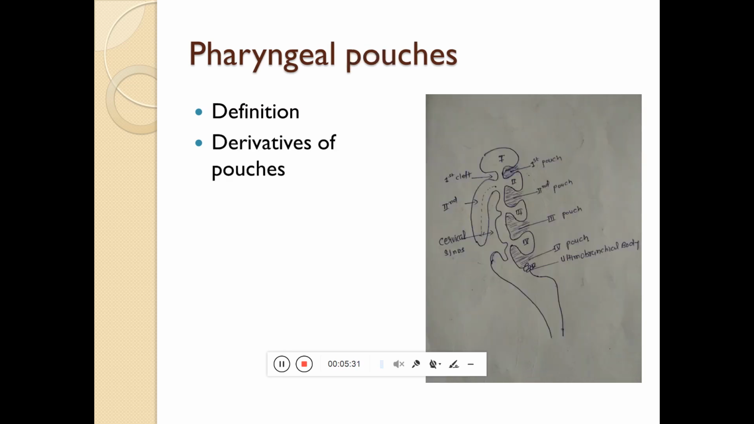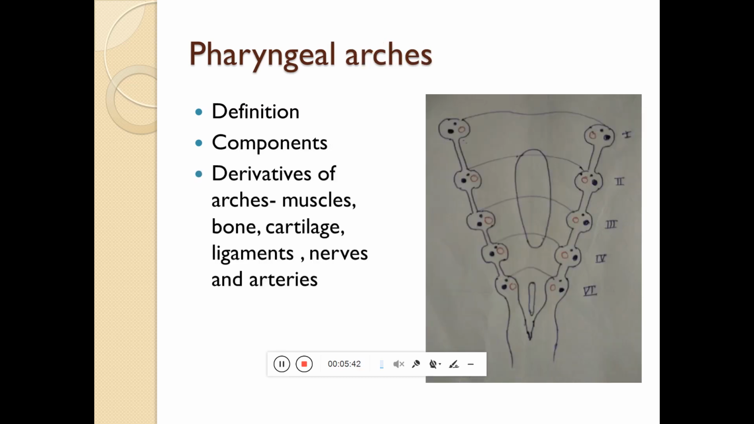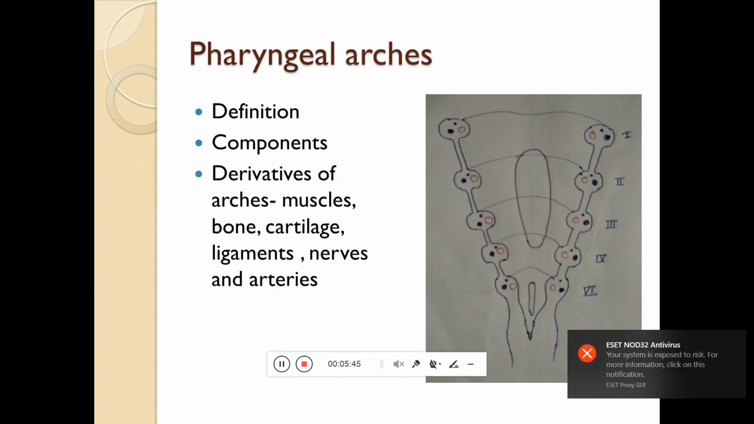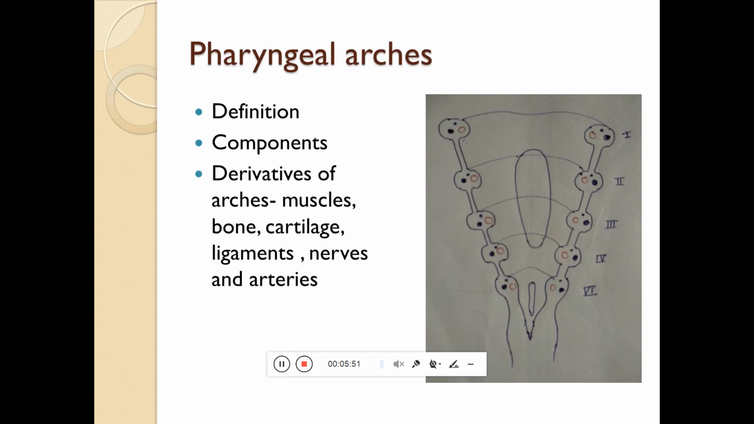Developmentally, they develop from paraxial mesoderm. We know the paraxial mesoderm is derived initially from the somites. Actually, it is mesoderm, which means all the derivatives of mesoderm are components of each pharyngeal arch. Each pharyngeal arch has different types of muscles, bones, cartilage, ligaments, nerves and arteries. Now we'll discuss the fate of the pharyngeal arch components. Each arch has different components. We'll discuss which structures are derivatives of the respective arch.